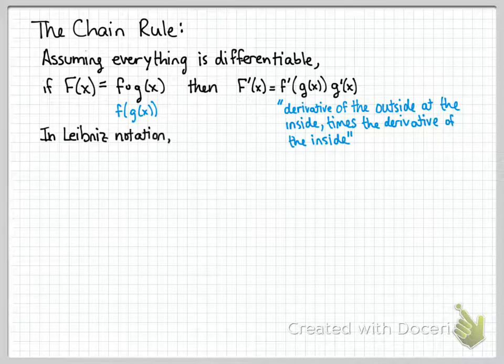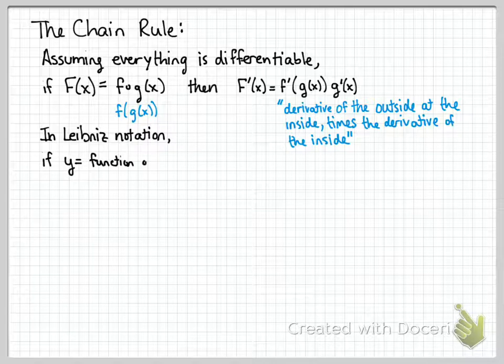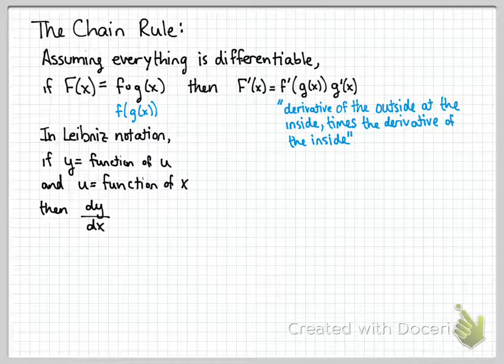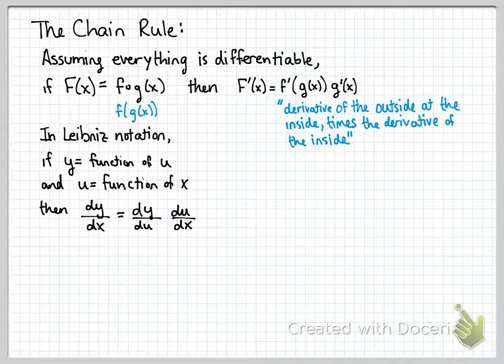Okay, there's another way to write it, the way we did it first, using Leibniz notation. That's the way of writing derivatives with all the d's and fractiony things. So if y is something involving u and u is something involving x, then dy dx, the derivative of y with respect to x, what did we get? It's dy du times du dx, the derivative of y with respect to u times the derivative of u with respect to x.